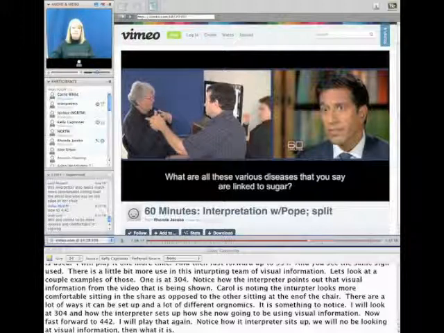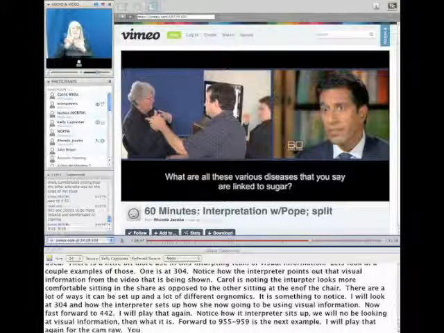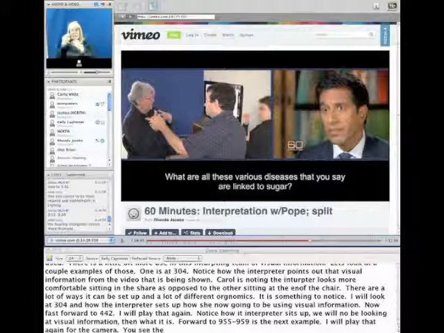Forward to 9:55, so between 9:55 and 9:59 is the next example. I'm going to play that again for the camera. You can see her setting up the visual information, showing the visual information, and seeing the back channeling feedback that she's getting.